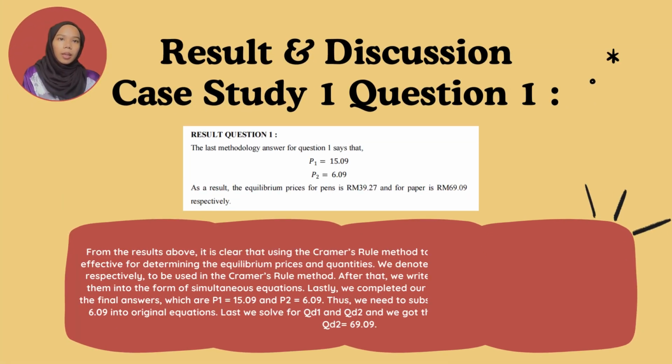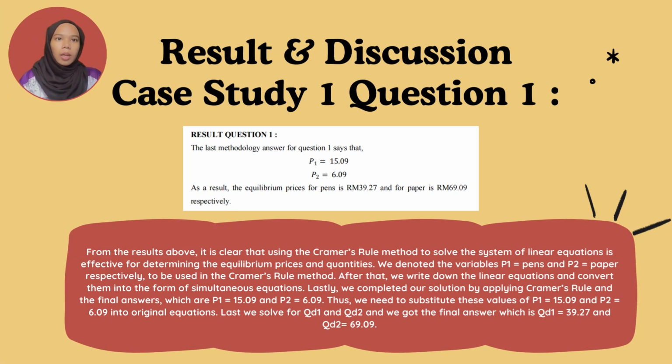Result and discussion, case study 1, question 1. The last methodology answer for question 1 says that P1 equals 50.09 and P2 equals 6.09. As a result, the equilibrium quantities for pens is 39.27 and for paper is 69.09 respectively.